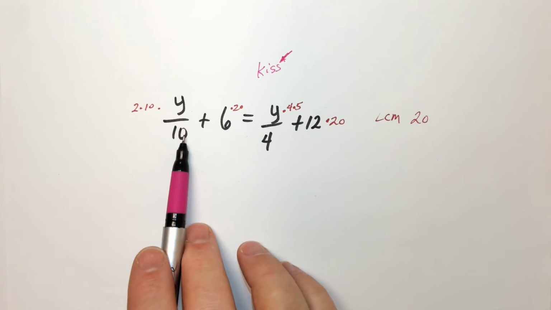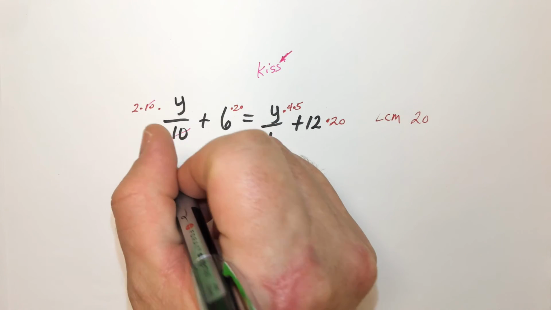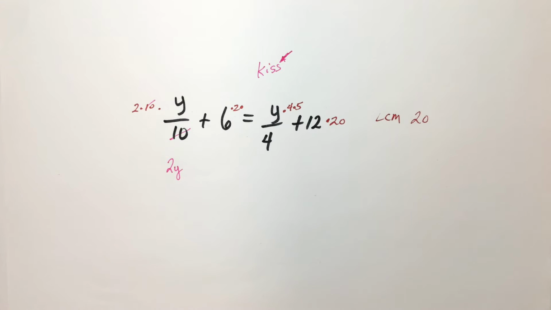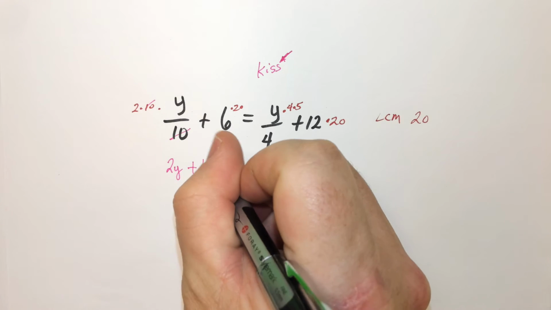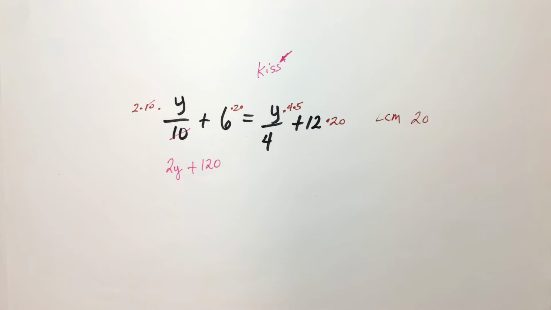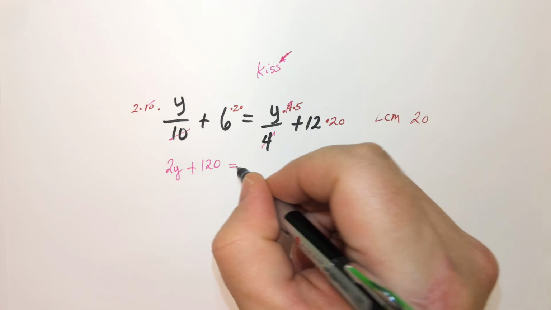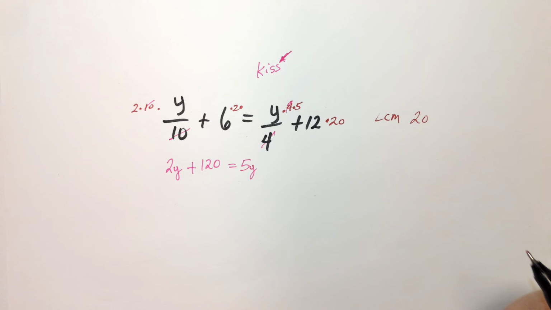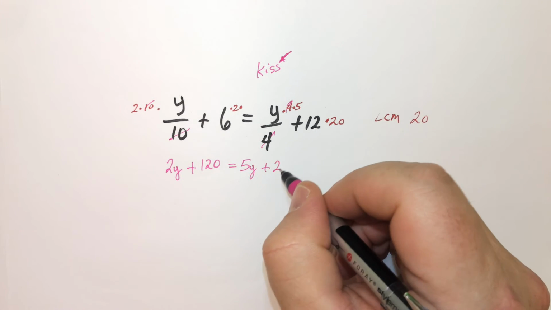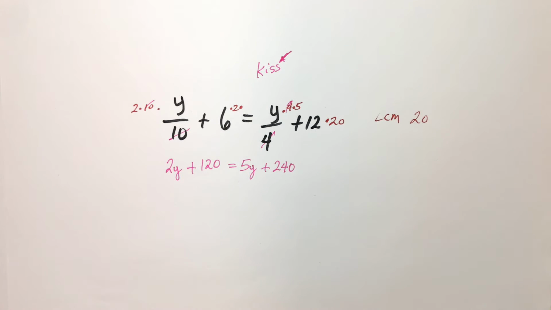All right. This reduces, and we're left with 2y. Good? Good so far? Yep, 240. Edgar, we're doing good.